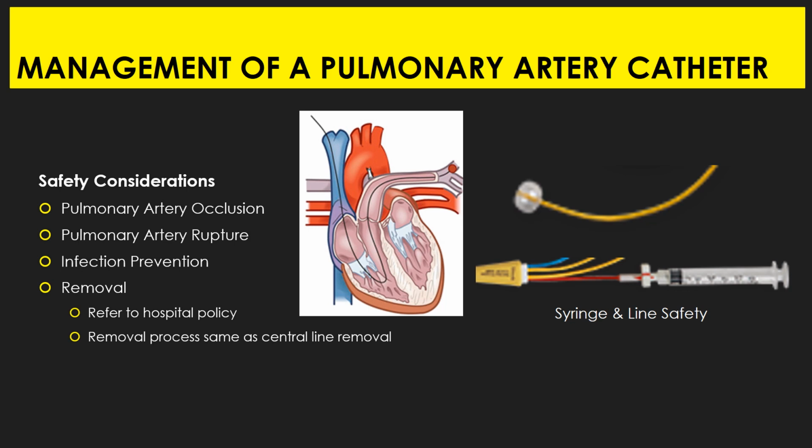Infection prevention is the same as the central line, which we've already discussed. And then as far as who can remove a Swan-Ganz catheter, this should be verified with your hospital policy and procedure. However, the process of actually removing the Swan-Ganz is the same as a central line. So again, sterile, bed rest, and the risk for venous air embolism is the same.